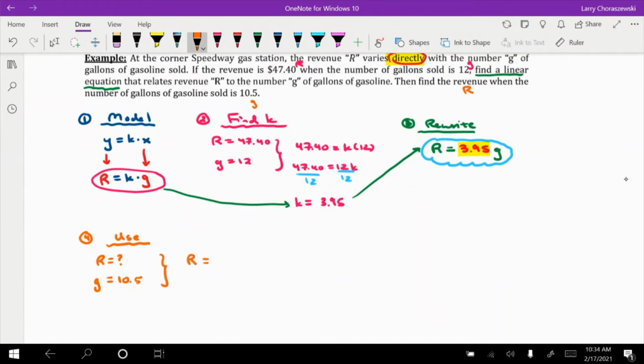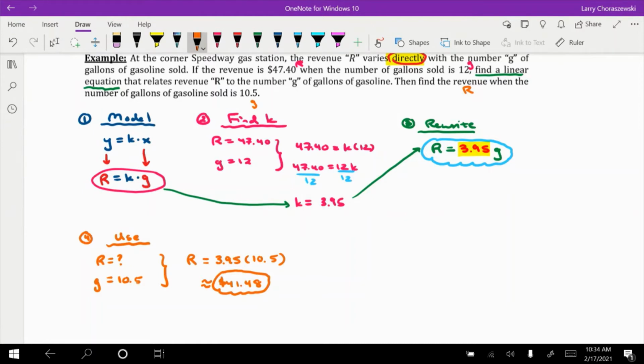And basically, all that requires is us taking our answer to part 3 and plugging 10.5 in for G. So 3.95 times 10.5. And here you can round to the nearest penny. And when you do so, you should get $41.48. Can I get confirmation on that when you guys have it? Rock on.